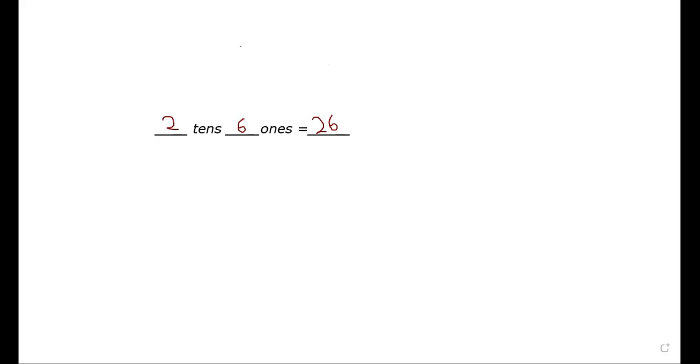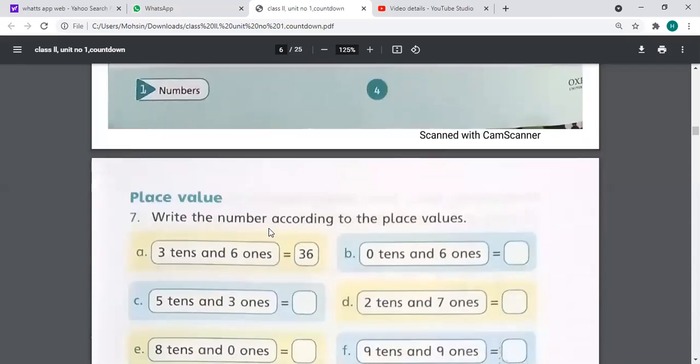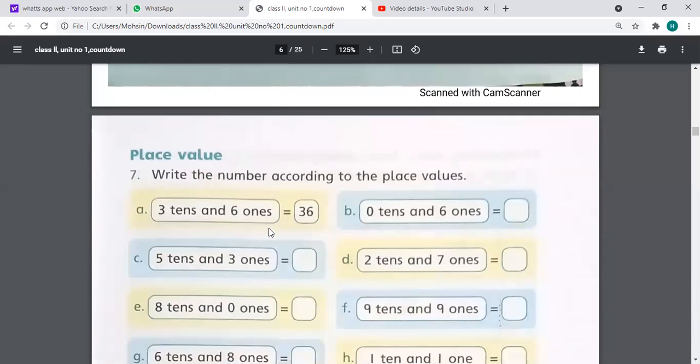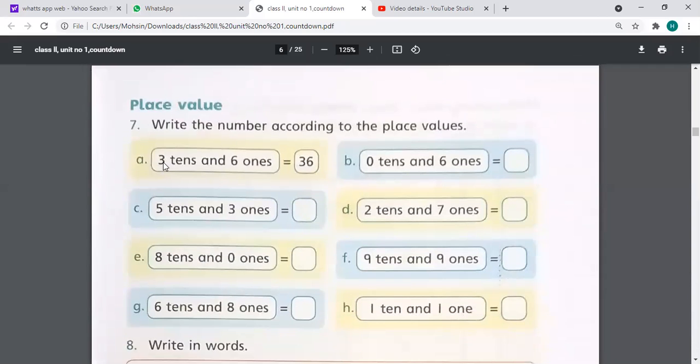Come back to the book again. You can do these parts like this. Now come to page number 5. On page number 5, what we have to do is place value. Question number 7, write the number according to the place values. You can see A part, here 3 tens and 6 ones. When we add them together and write it, it becomes what? 36.